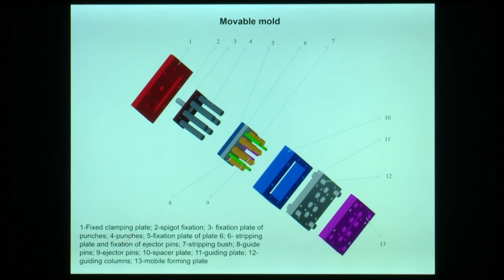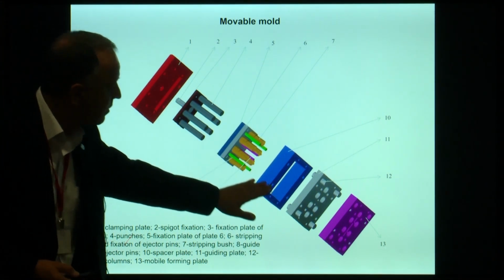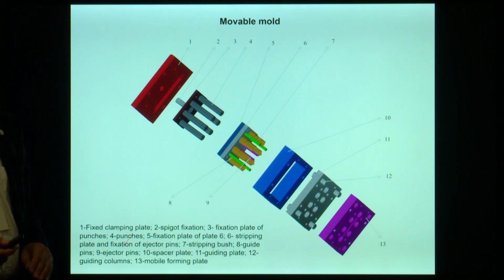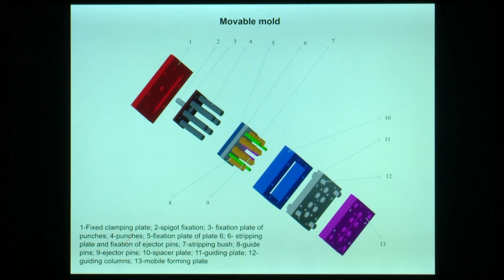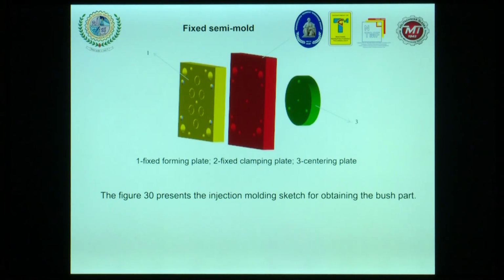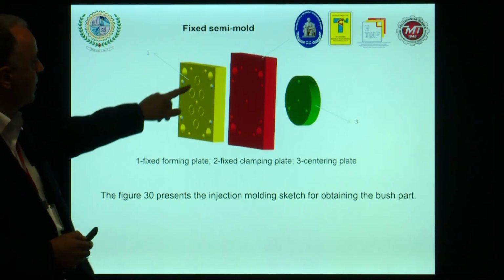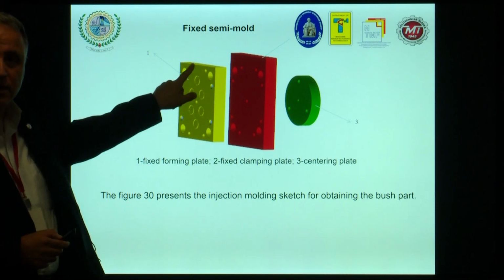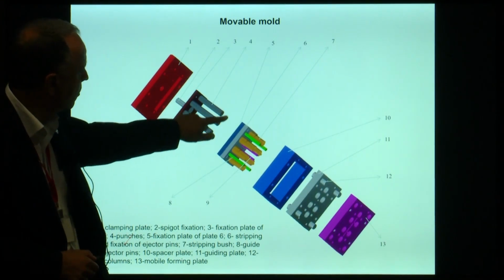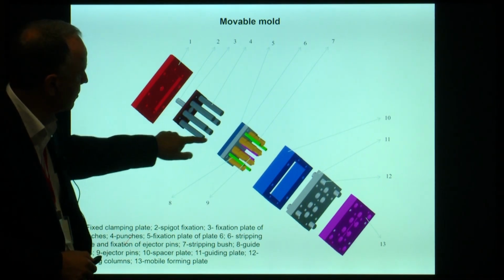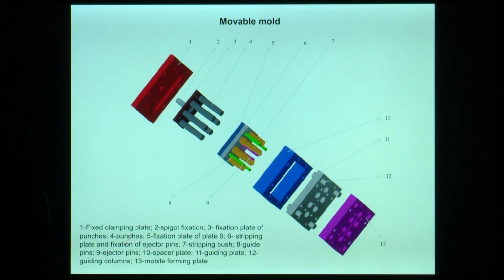Look, the movable mold, I mean the disassembly type. You can see all the parts that we already designed. The fixed mold: you can see also all the parts, and you can see here the cavities. You can see here the cavities, and what are those?